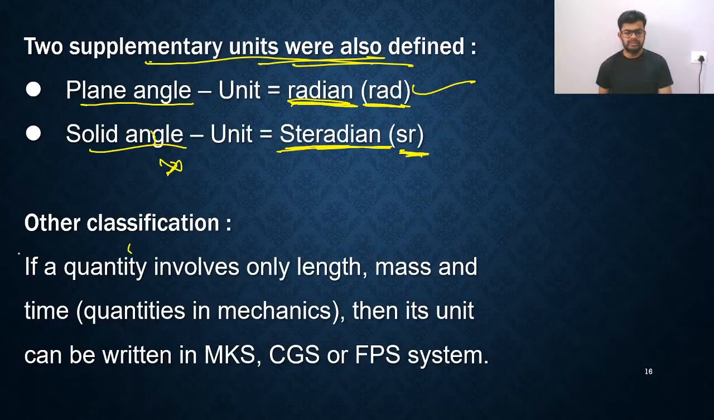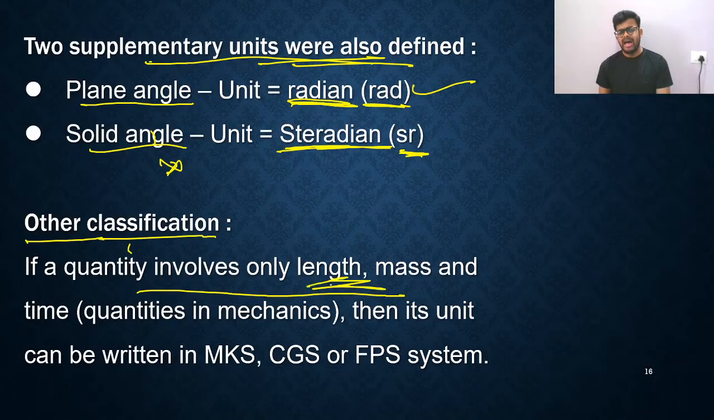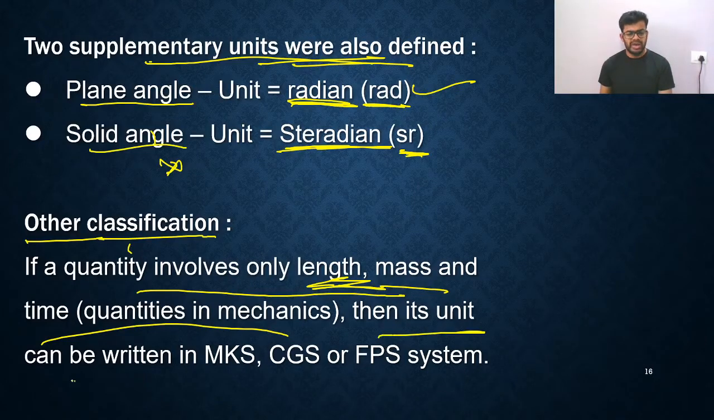That was the reason. Next, other classifications. Now I am going to talk about the derived quantities. We talked about all fundamental quantities, their units, and after that supplementary quantities. Next, we are going to talk about derived quantities. All derived quantities are derived using the fundamental quantities length, mass, and time. These units are written in MKS, CGS, and FPS.